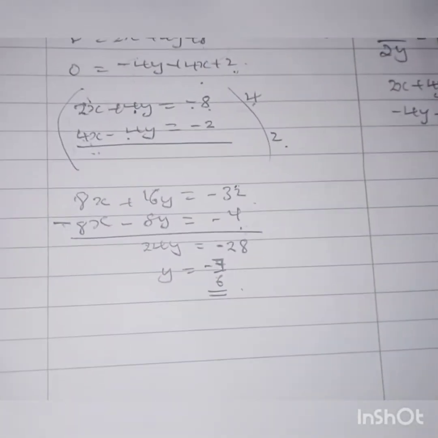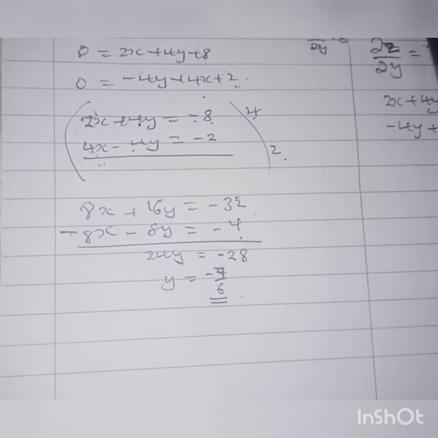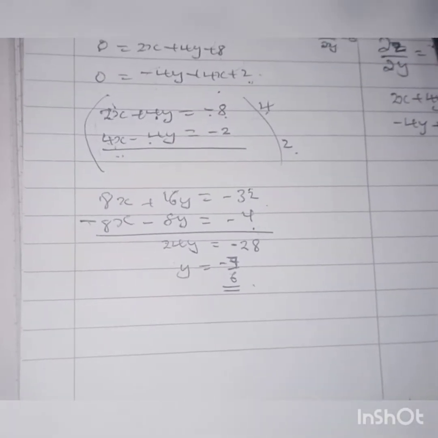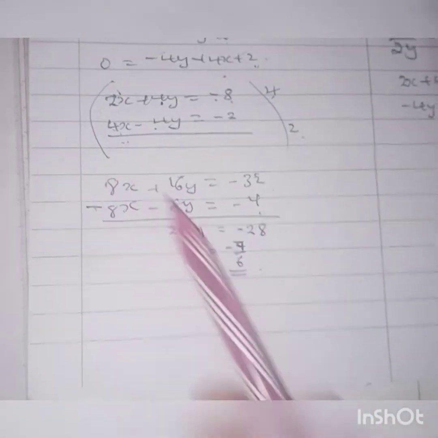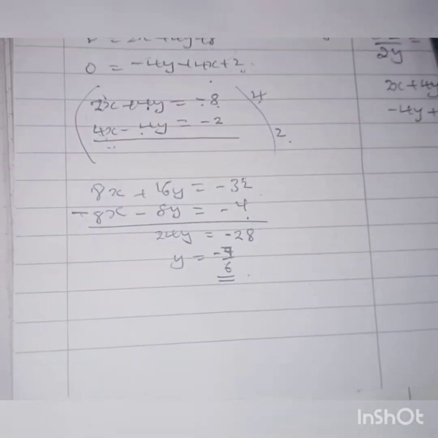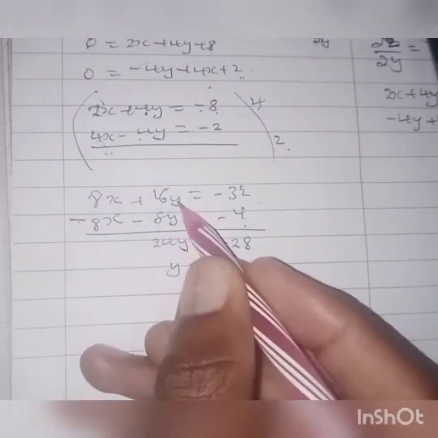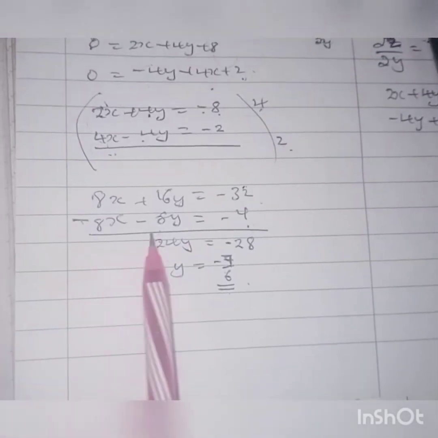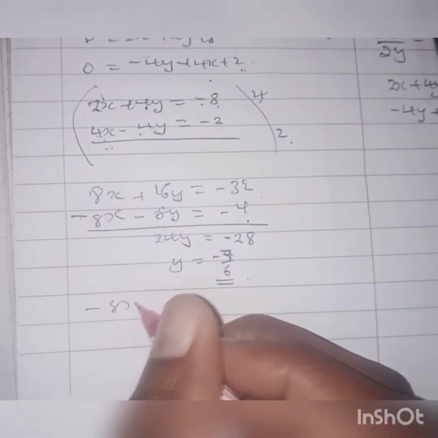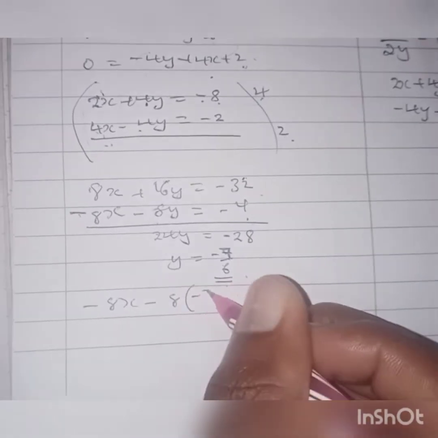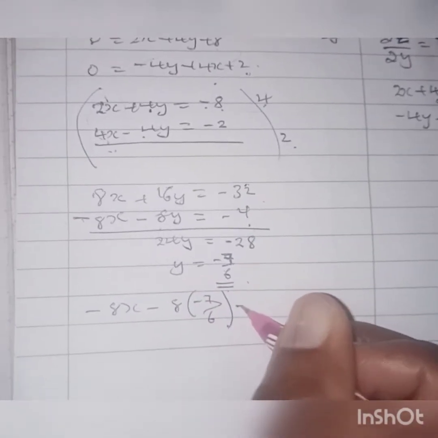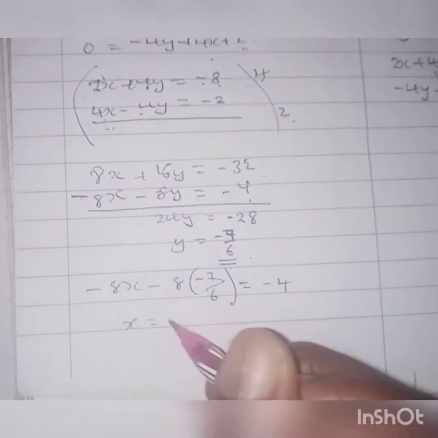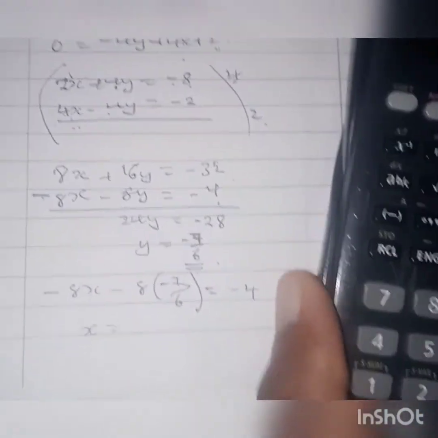To get any other value, we just substitute the values there. So let's substitute y here. So it will be minus 8x minus 8 into y, which is minus 7 over 6, then equals minus 4. So to get x, we just solve this one in our calculator.